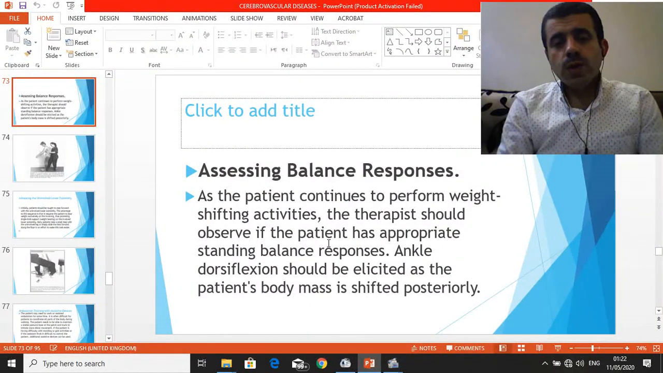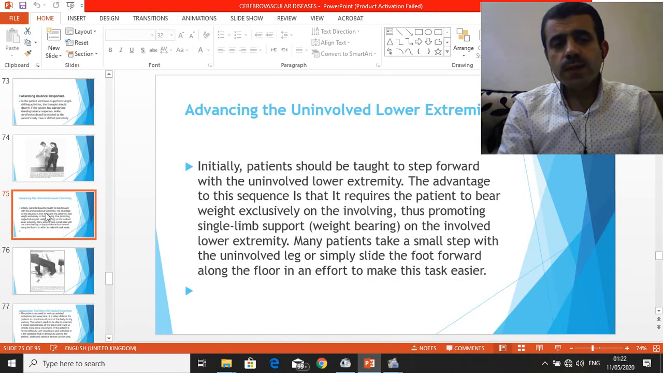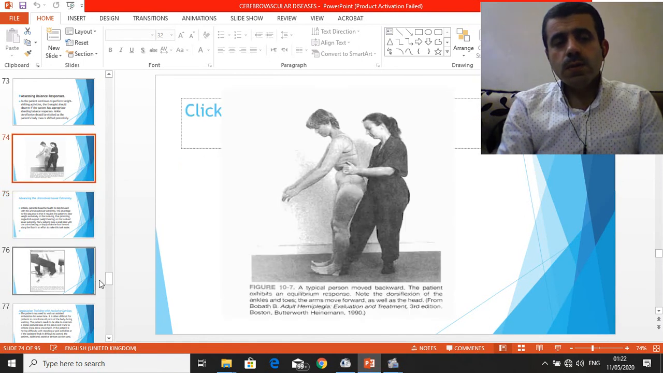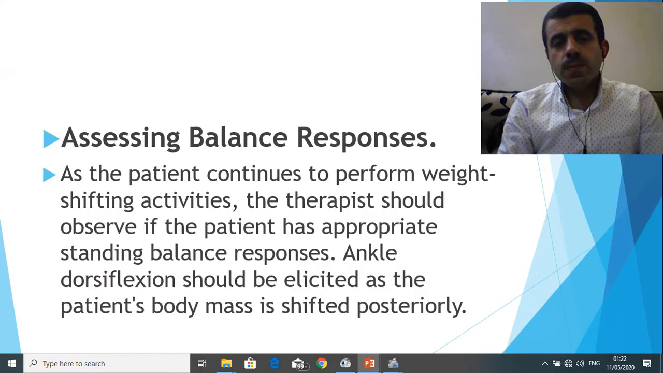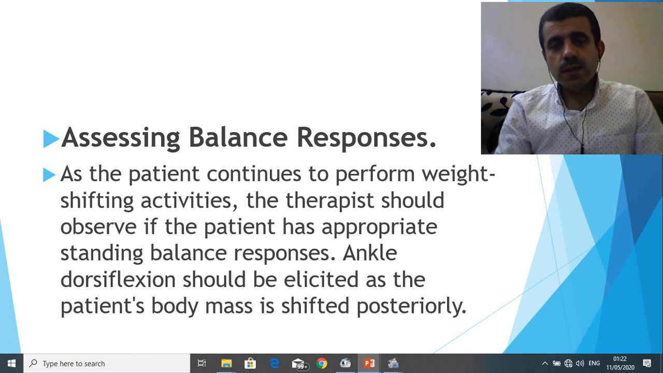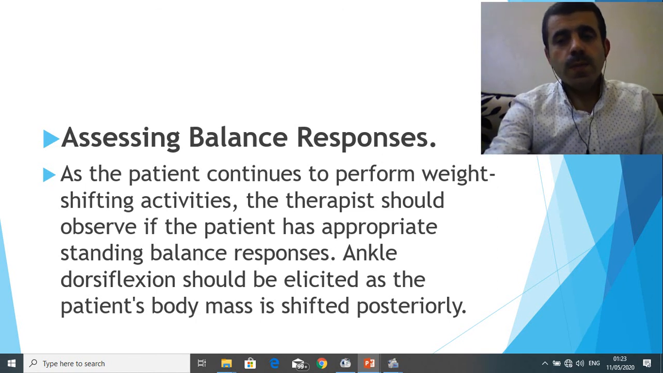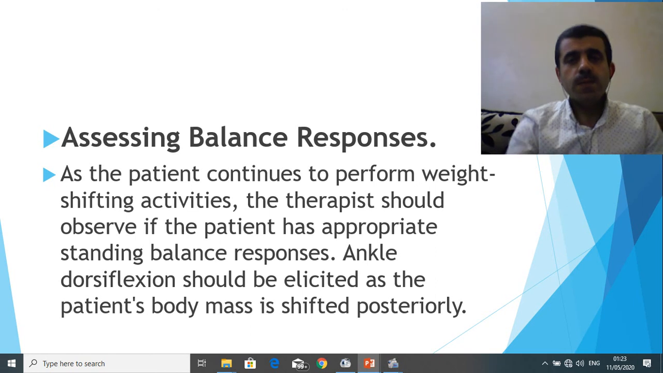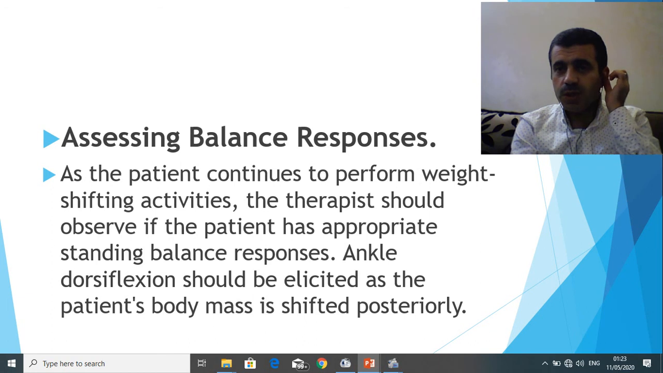So we will talk about the balance response and advancing working with the patient. Assessing the balance response is very important before starting the walking of the patient. It is mandatory to assess the balance of the patient, a balance response.